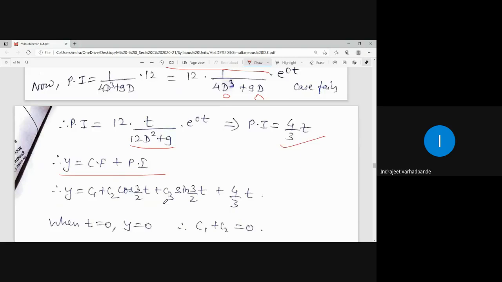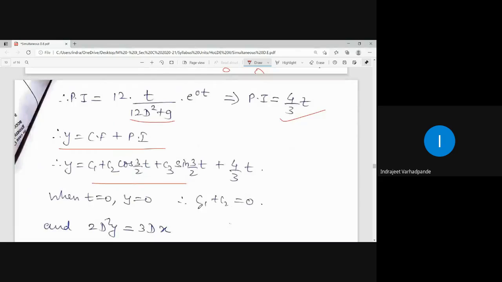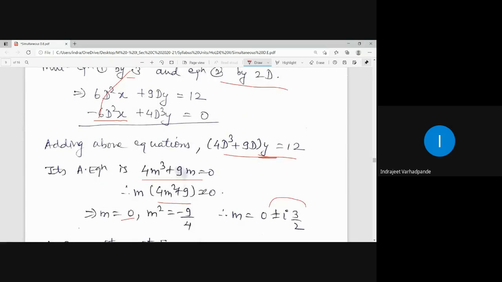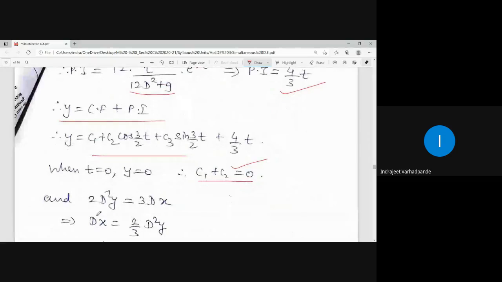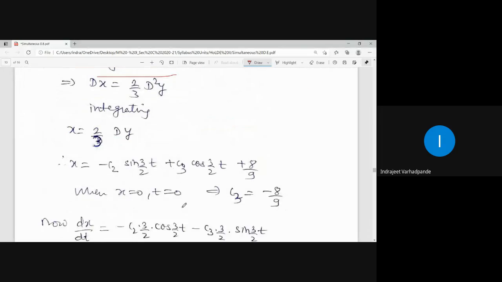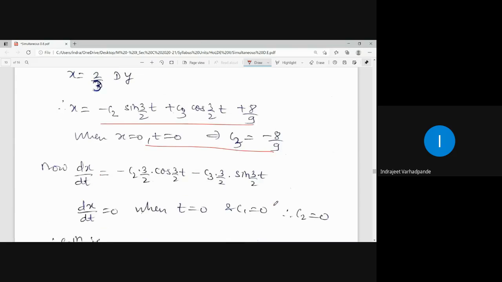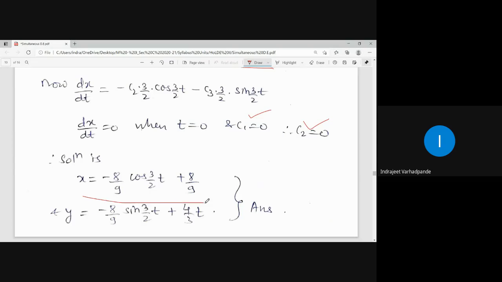Now using this particular y, at t equal to 0 we get certain expressions. Now consider any one of the equations and get the value of x. Similarly, we will get the value of x. Calculate the other arbitrary constants. Whenever you get all the arbitrary constants C1, C2 and C3, put them in the solution. You will get the values of x as well as the values of y.